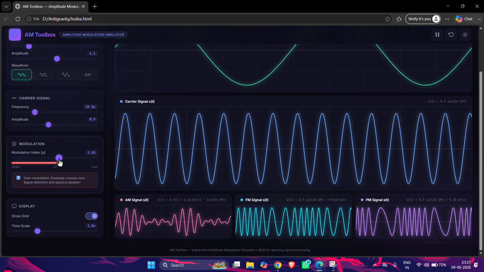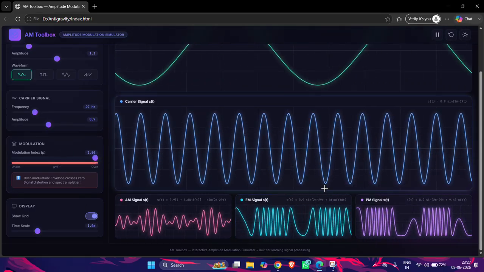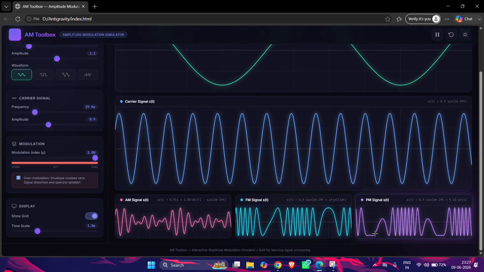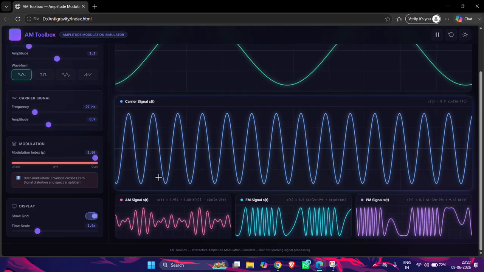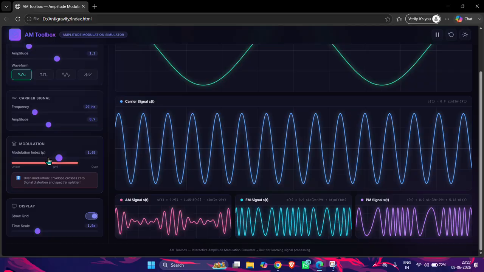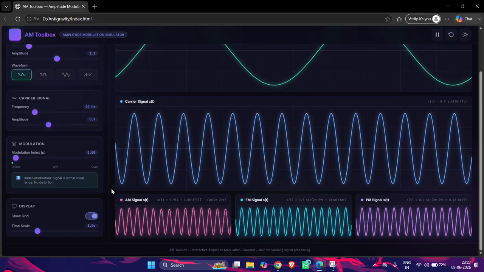And this is the mu equals 1 value, and if the modulation index is over modulation, then the graph changes as you can see. So we all can do the modifications over here.